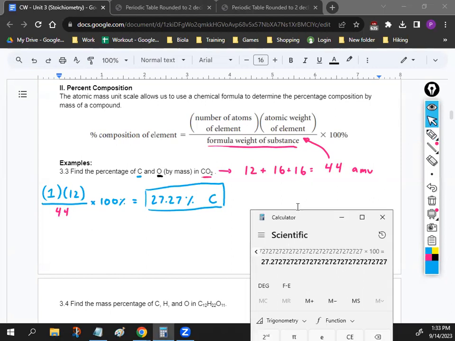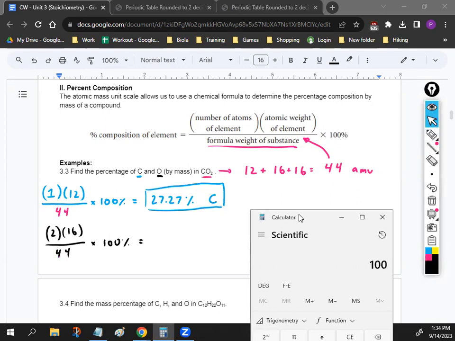All right, we can do oxygen the same way. You guys don't need to copy this down. I'm just going to do this one with you. But there are 2 oxygens. They weigh 16 each, divided by 44 times 100%. So you can do it that way, or you can look at CO2 and be like, okay, there's only carbon and oxygen in there, right? So 100% of the weight is the whole molecule. Carbon takes up 27.27. So that means oxygen must take up 72.73%. You can just subtract it. Either way works.